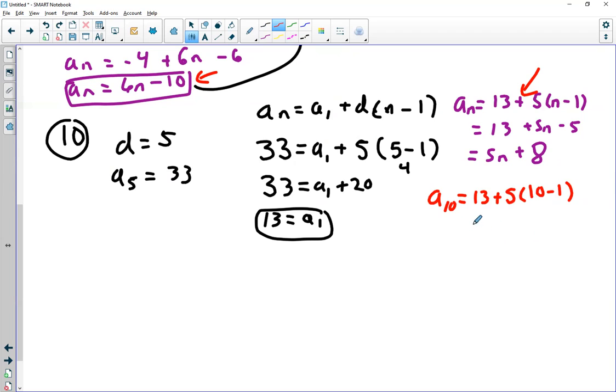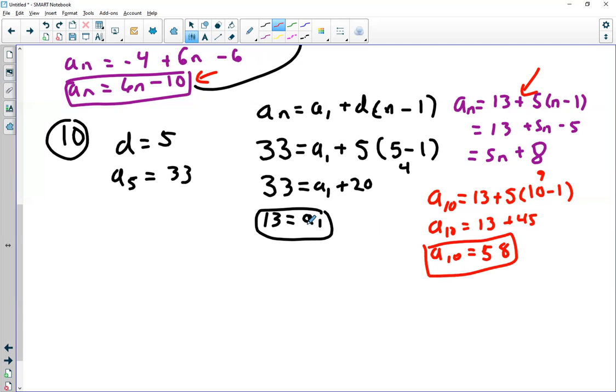Okay, fine. This is a 9, so 45. Wait, why is that 9? A10 ends up equaling 58. What are you trying to find?